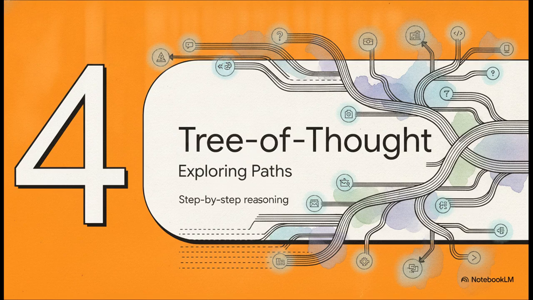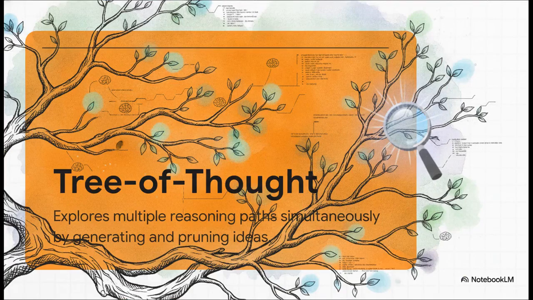Next up, number 4, exploring paths, tree of thought. This is our most advanced cognitive framework right here. Tree of thought takes that step-by-step reasoning and scales it horizontally. It builds on chain of thought by exploring multiple reasoning paths all at once.